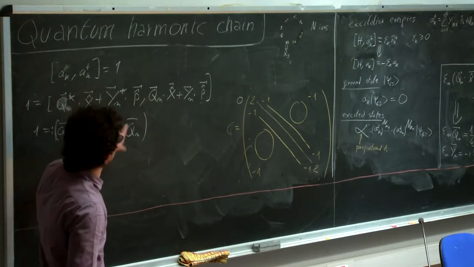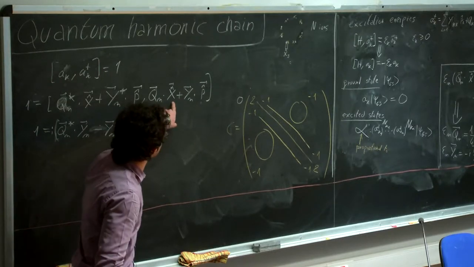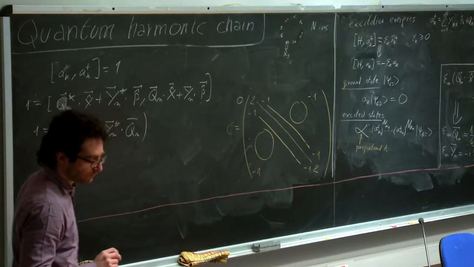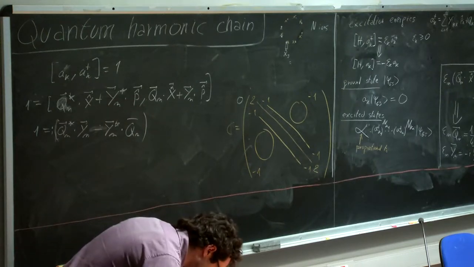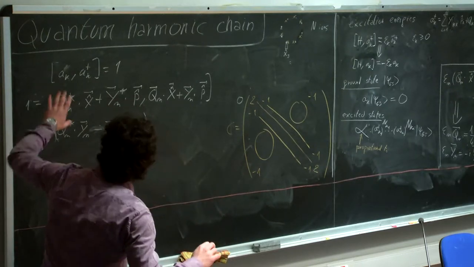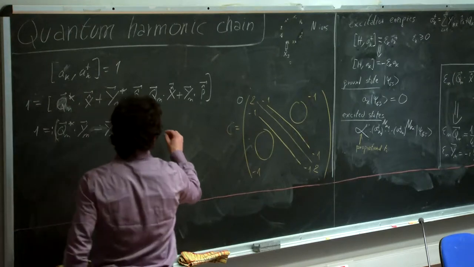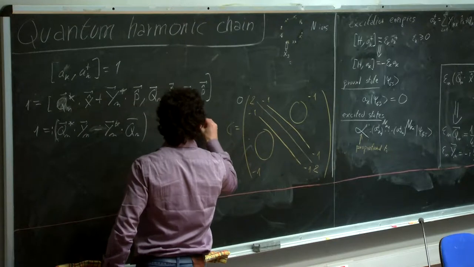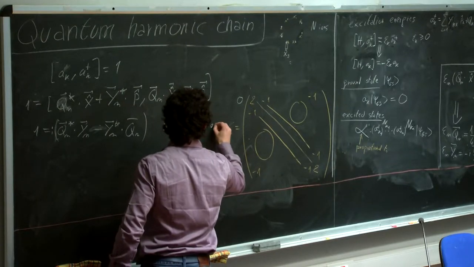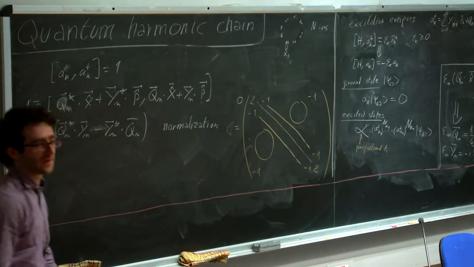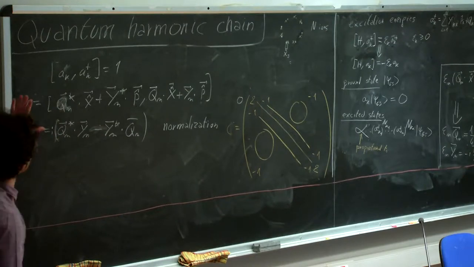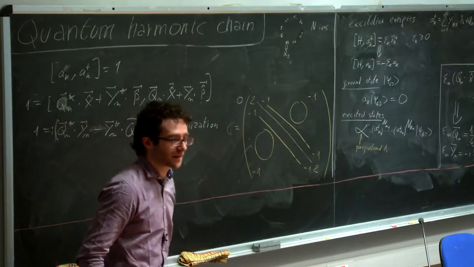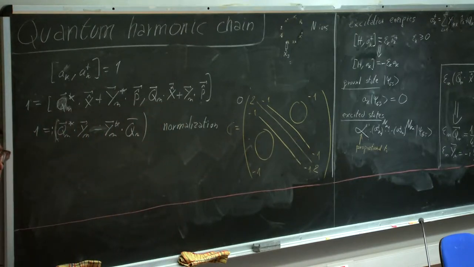Why here is there a minus? Because we have the commutator between p and x, which is minus i. So this is our normalization of the operator. We have this condition that we will impose, and then we have to solve the other two equations.